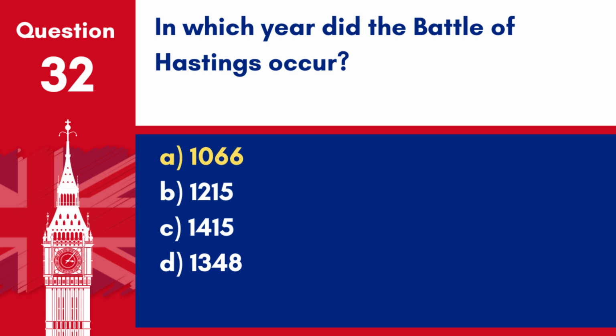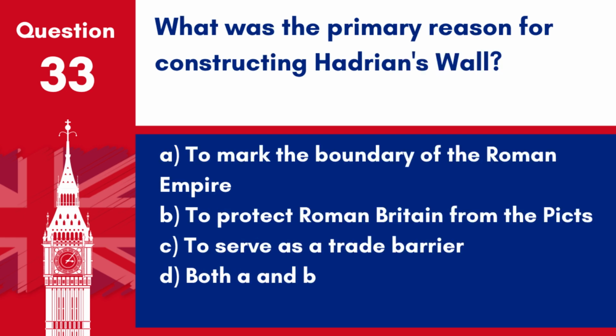Answer A. 1066. The Battle of Hastings occurred in the year 1066. Question 33. What was the primary reason for constructing Hadrian's Wall? A. To mark the boundary of the Roman Empire. B. To protect Roman Britain from the Picts. C. To serve as a trade barrier. D. Both A and B.